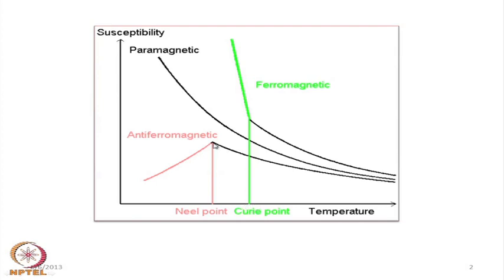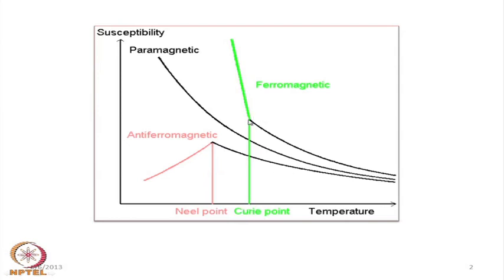So this abrupt lowering in magnetic moment with respect to lowering in temperature is basically a clear indication for the antiferromagnetic nature of these species or these compounds.